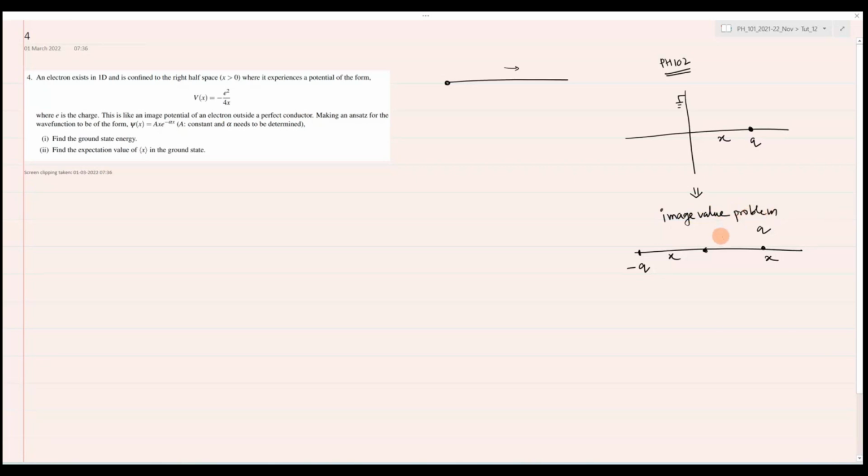Now if you see this, what is the force experienced by this charge due to this conductor? It will become simply F equal to k q squared by 4 pi epsilon naught times the distance 2x squared. This is the force experienced by this charge due to this conductor.